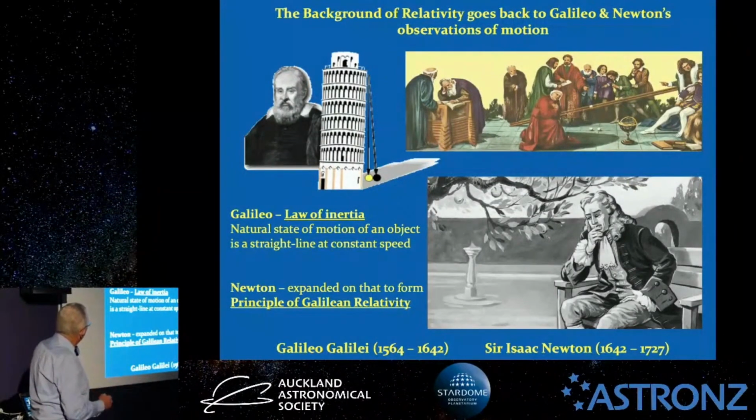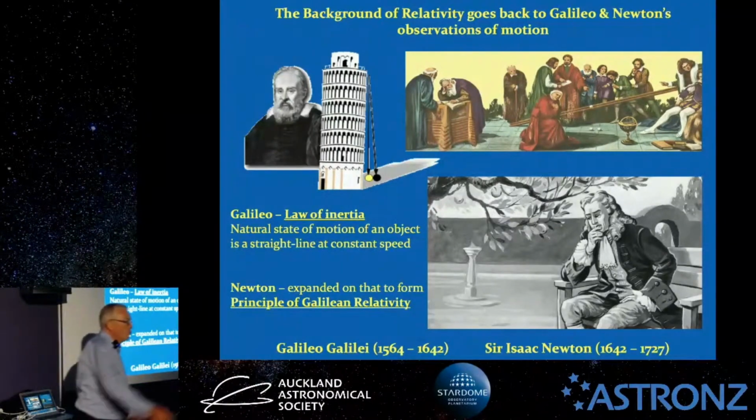Galileo came first. All their research was done really on motion, observations of motion. And Galileo was the first, he created his law of inertia, which says the natural state of motion of an object is a straight line at a constant speed. In other words, if there's no friction, everything just travels in a straight line.